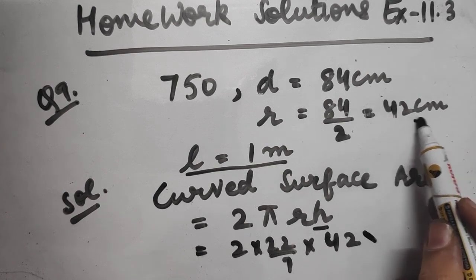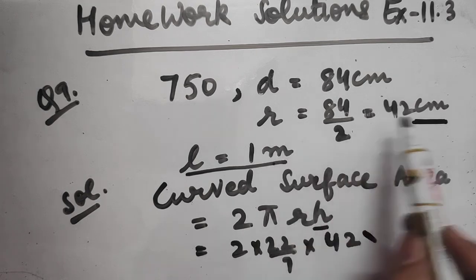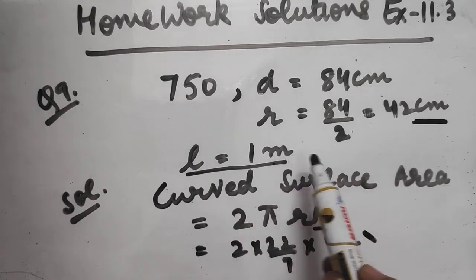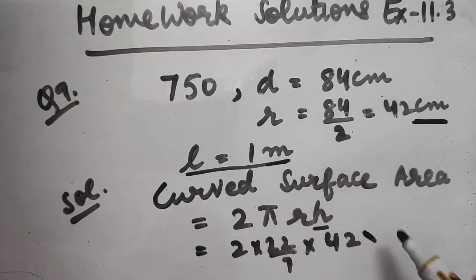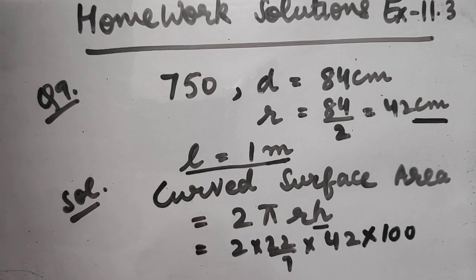It is given to us in meters, and radius we are taking in centimeters. So length is in meters, radius is in centimeters. We are supposed to convert it into centimeters, and we know 1 meter is equal to 100 centimeters. So I am multiplying this by 100, and then as the road roller is taking 750 revolutions, this is to be multiplied by 750. After cancelling out and solving the complete numbers, you will be able to get your answer.